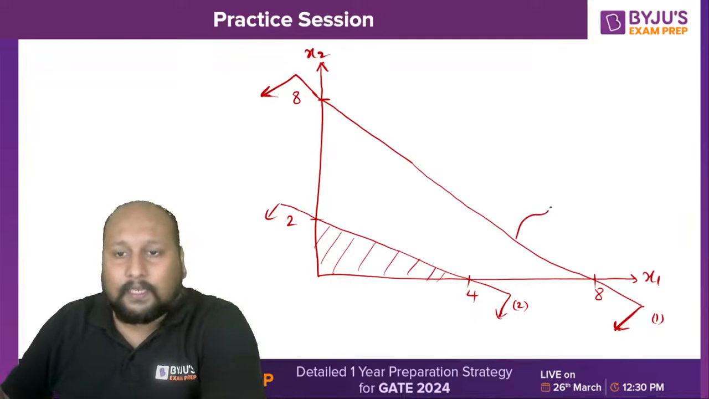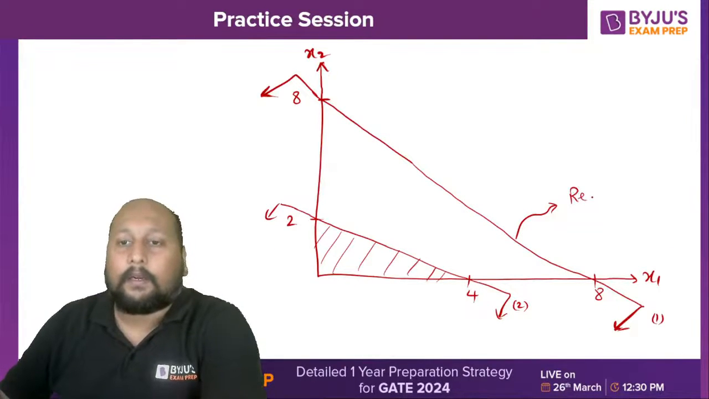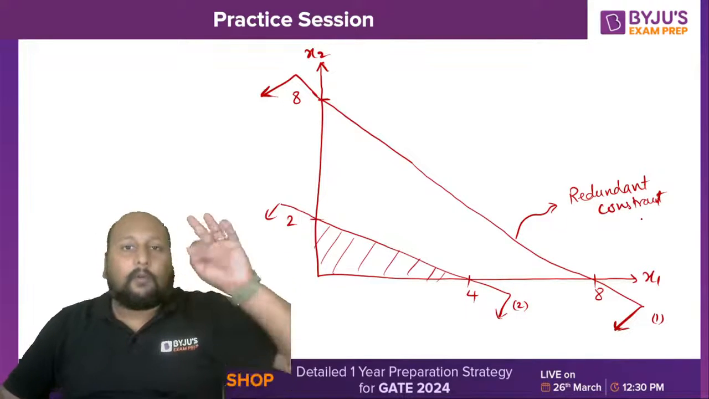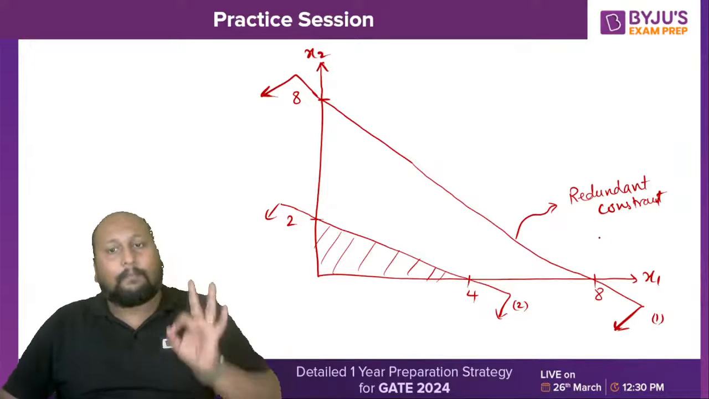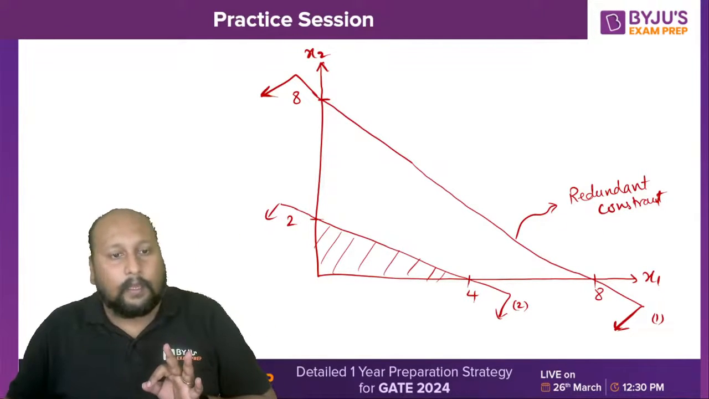So I can simply say this constraint number 1 is the redundant constraint, because even if you try to remove this constraint, it won't be impacting my feasible region. Yes or no?